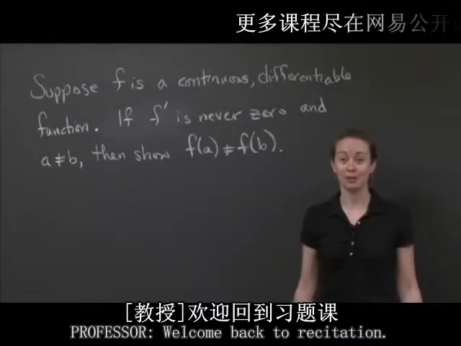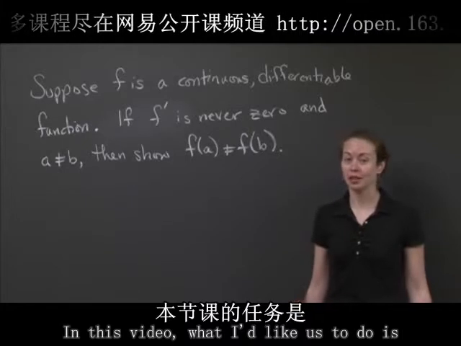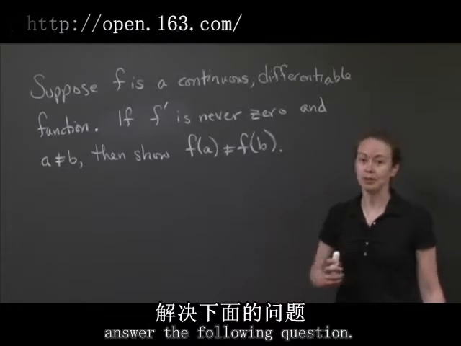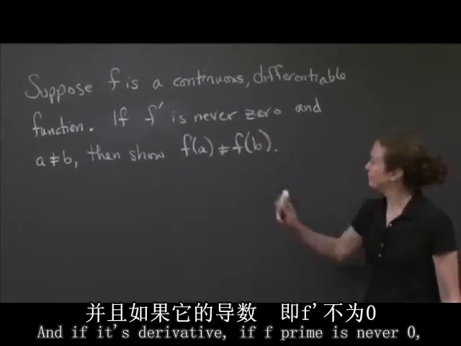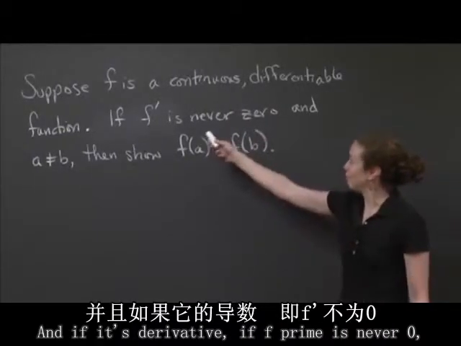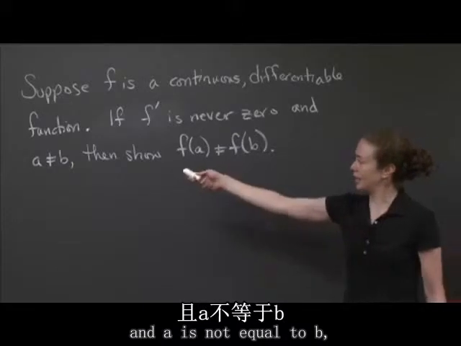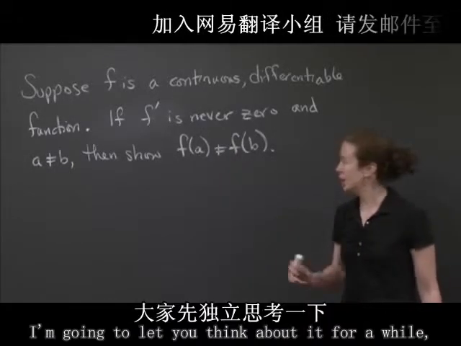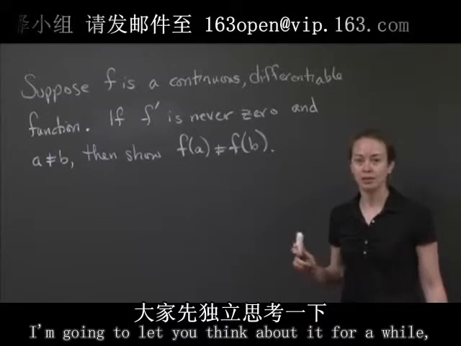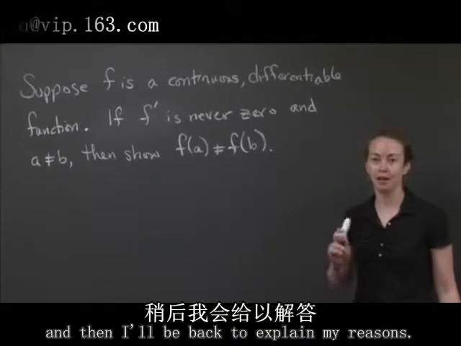Welcome back to recitation. In this video, what I'd like us to do is answer the following question. Suppose that f is a continuous differentiable function, and if its derivative, f prime, is never 0, and a is not equal to b, then show that f of a is not equal to f of b. I'm going to let you think about it for a while, see if you can come up with a good reason for that, and then I'll be back to explain my reasons.